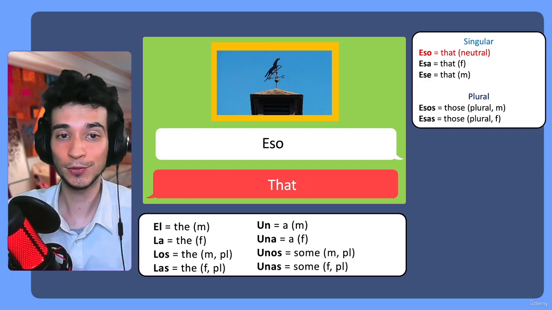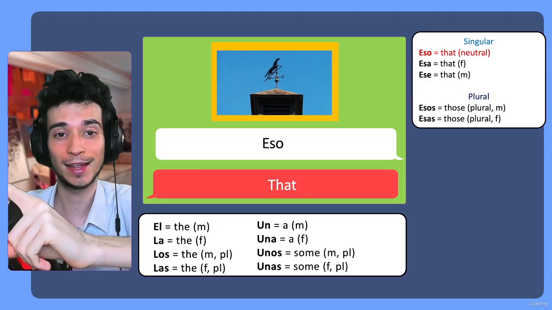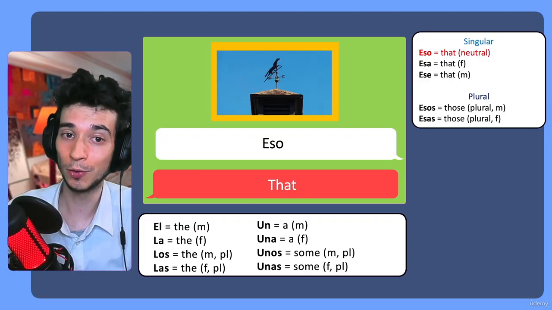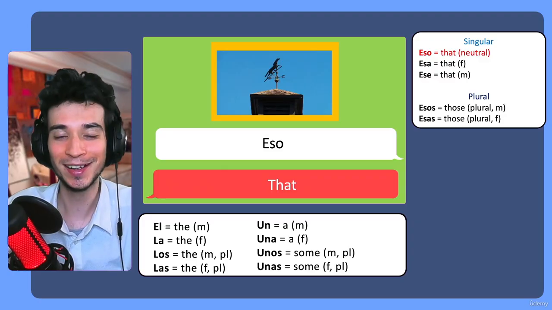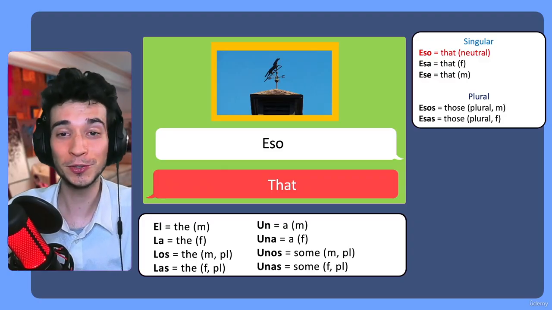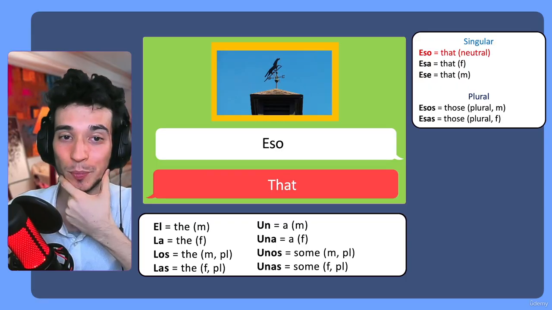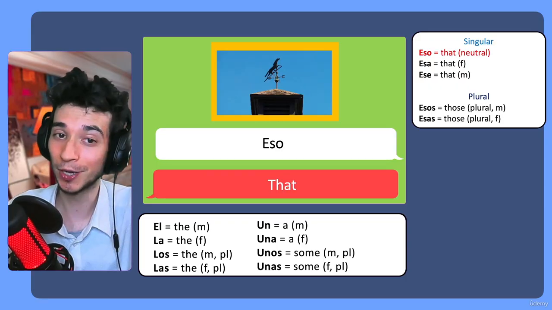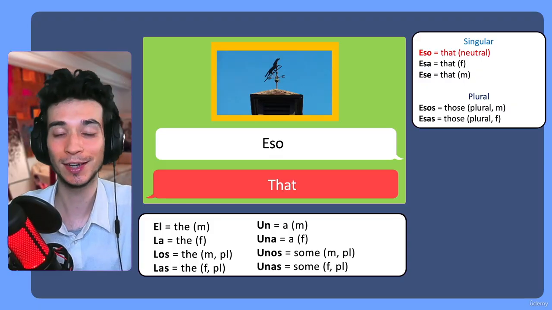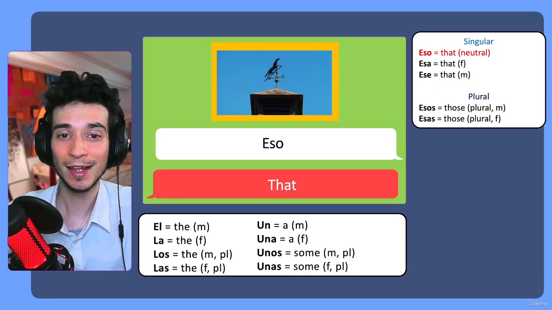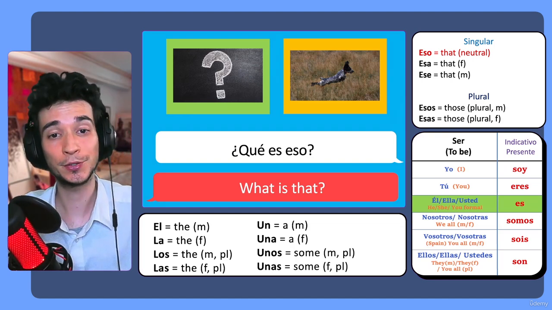Eso. Eso means that. That thing over there. I don't know the name anymore. I know I've seen it before, but I forgot the name. So you can just say eso, that thing over there. So the thing in the picture, I don't remember what it's called. So you can just say eso, that. It's neutral because you don't know the gender. And the next one, you can ask, ¿Qué es eso?